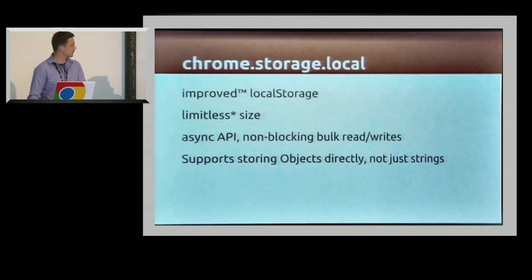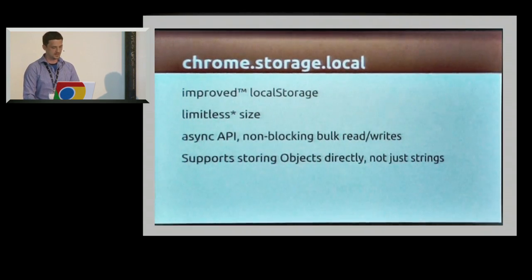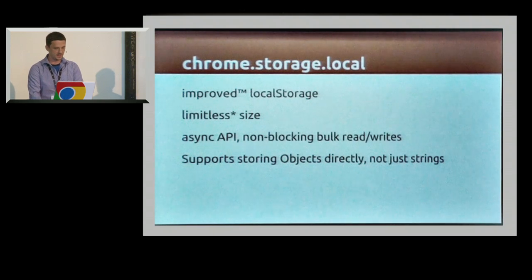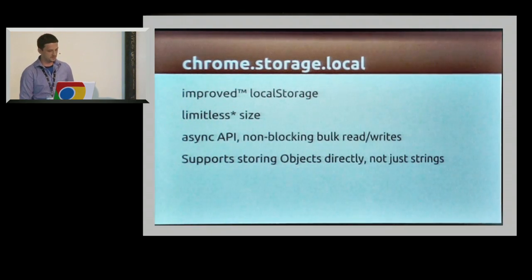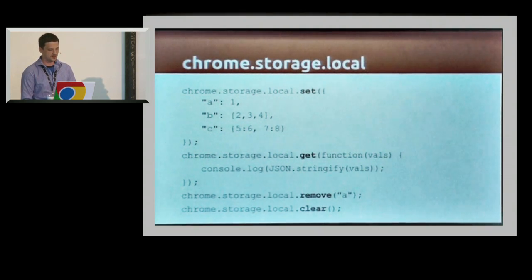The first one is Chrome Storage Local, and that's an improved local storage. Local storage is bounded in size and rather limited. This uses the native file system, so it's limited to the size of whatever native apps are limited to. It has an asynchronous, non-blocking API for bulk reads and writes, and it supports objects directly, so you don't have to store just strings. This is what the API looks like. Use chrome.storage.local.set, pass in any object key value to store, and then you can get those objects back, remove them and clear them, and you can check the size and how much memory your storage is using.